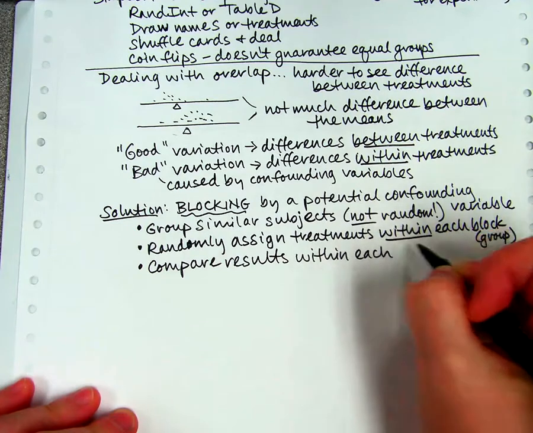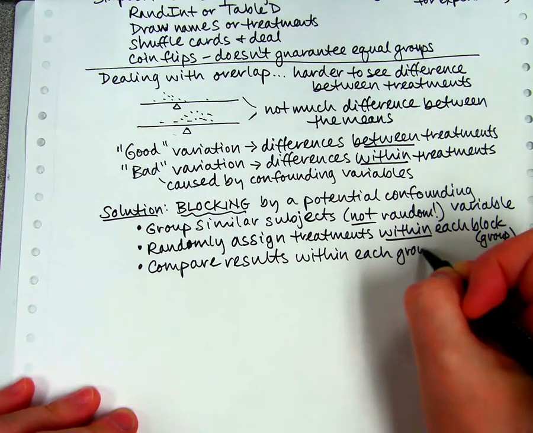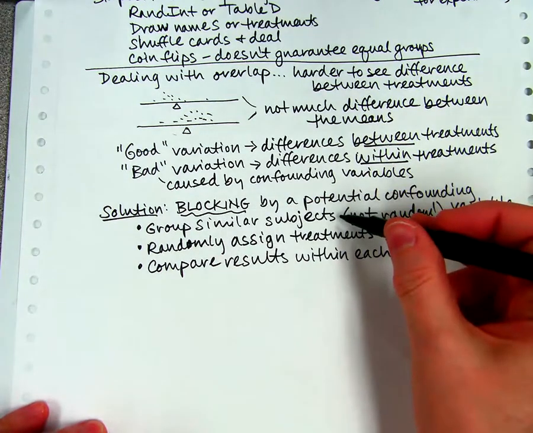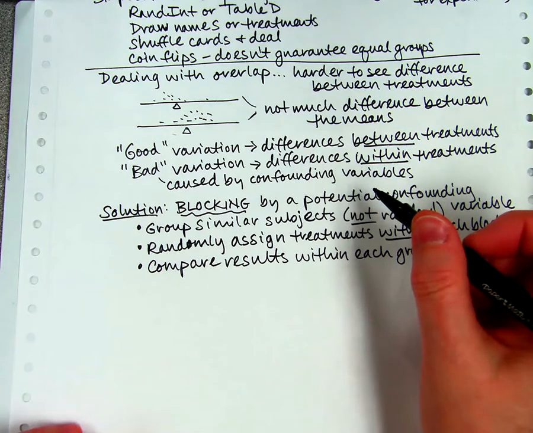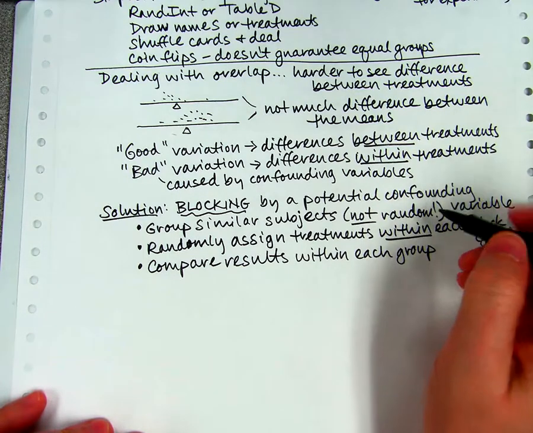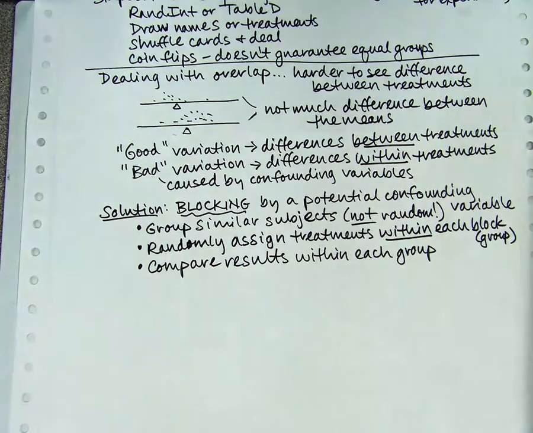So you can see that this is a lot like stratifying because we're grouping similar subjects with each other, like the salad bar example that I gave you before. And then instead of randomly choosing some from each group and just not using the rest, we're using everybody, but we're going to randomly assign the treatments within each group. And that's what's different about this one.